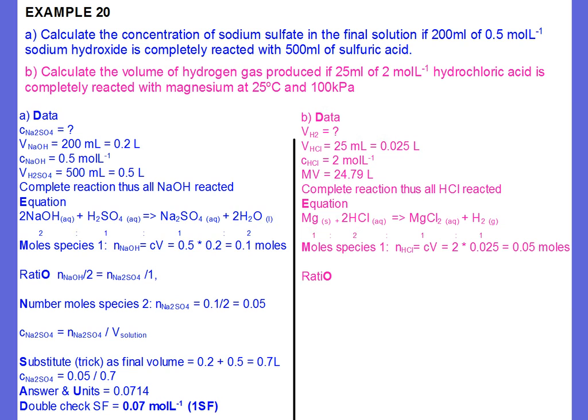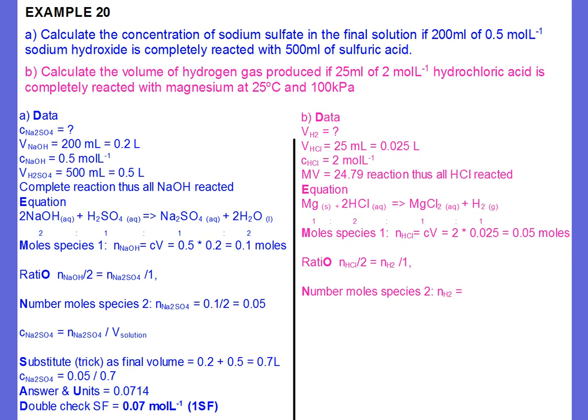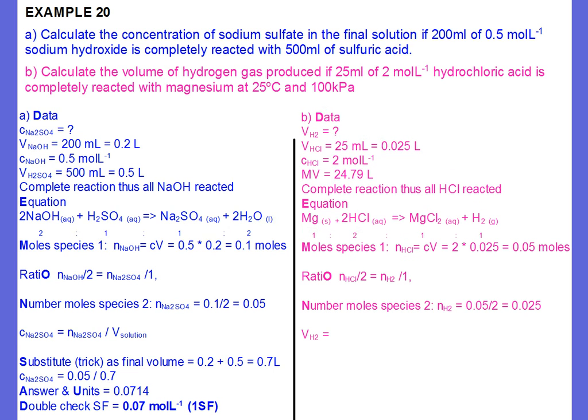of hydrochloric acid. The next thing, our ratio, we're trying to find the volume of hydrogen gas. We've got to use this equation to find the ratio between hydrochloric acid and hydrogen gas. In this case, it is the number of moles of HCl divided by 2, because it's 2 in the ratio, equals the number of moles of hydrogen divided by 1. Or in this case, number of moles of species 2, hydrogen, is just going to be number of moles of hydrochloric acid divided by 2, which is 0.05 divided by 2, which gives me 0.025 moles of hydrogen gas. The last thing, what's the volume of the hydrogen gas?